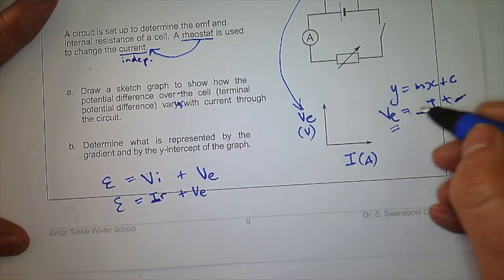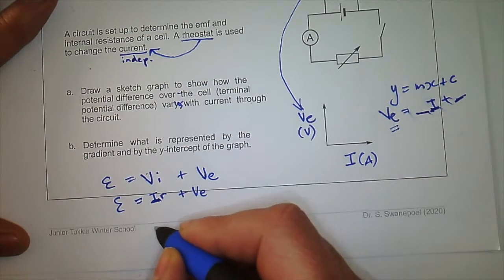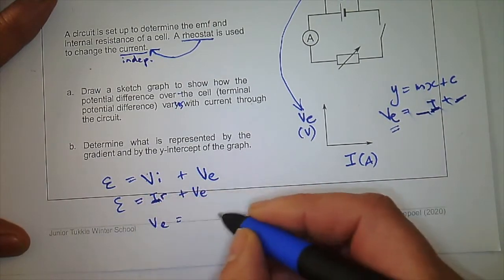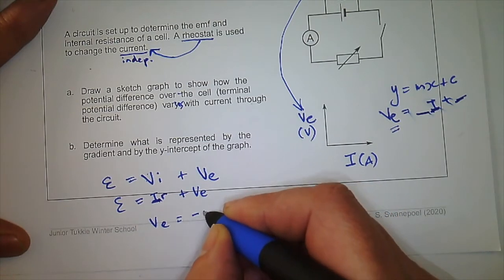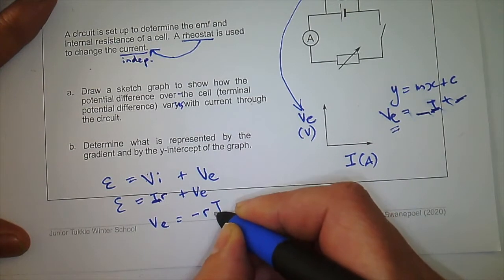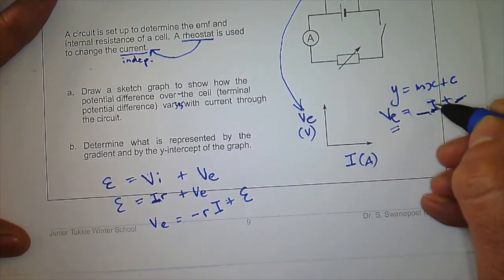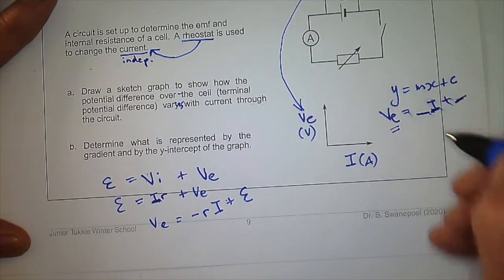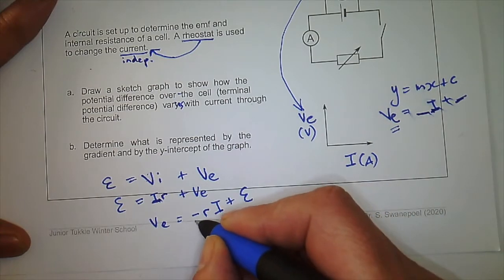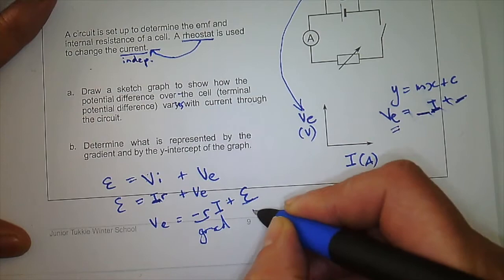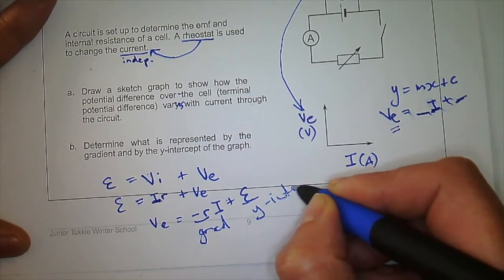And now I just have to rewrite to get the VE in front. So VE will be equal to, take this over to the other side, it becomes negative, and then I'm going to write the R before the I. Why am I doing that? Because I want the I in that position of X. So then I end up with having the gradient over there and the y-intercept over there.